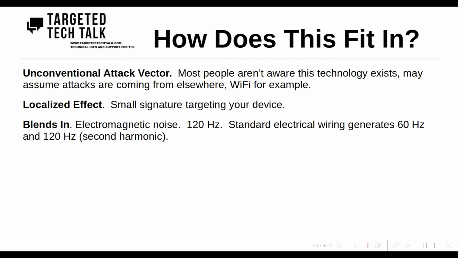It doesn't need to blanket a larger area, and it very much blends in. So this attack occurs at the 120 hertz range, and standard electrical wiring is at 60 hertz and 120 hertz as well. The second harmonic is a term for that, and that is produced naturally by a lot of components in your electrical system, as well as some appliances and devices on your network that will generate 120 hertz. So this attack very much blends in and just looks like background noise.